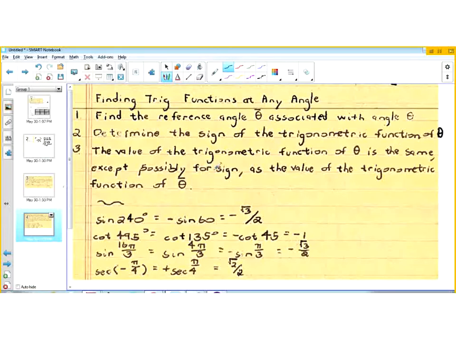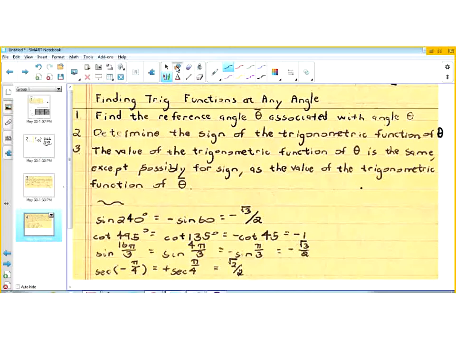So the value of the trigonometric function of theta is the same, except possibly for sign, as the value of the trigonometric function for theta bar. The reason why we want to use theta bar in the trig function is because we've already memorized what the trig functions are at 0, pi thirds, pi sixths, pi fourths, all the way up to pi halves. So we've got that memorized, and then we just prepend the appropriate sign, and we've got the calculation. So for instance, suppose we choose to calculate the sine of 240 degrees.